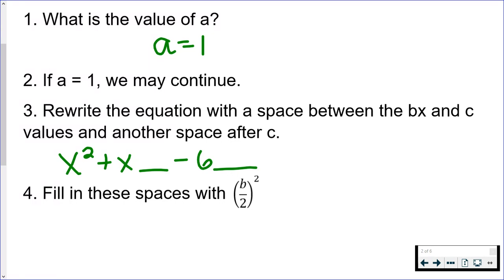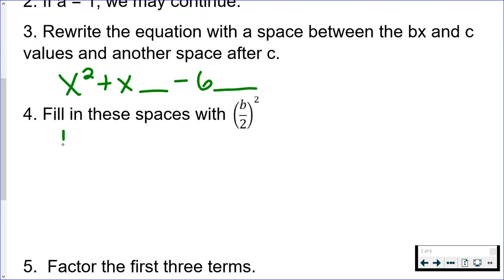Next, b over 2 squared should hopefully look familiar if you've solved by completing the square before. We're still going to use b over 2 squared in this problem. B is 1, so you plug that in and find b over 2 squared. When you square a fraction, you just square the numerator and you square the denominator. So I'm going to put 1/4 in the first space only. Just start there.